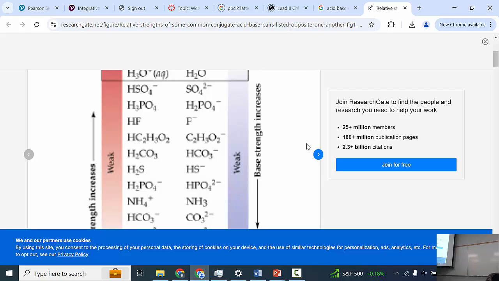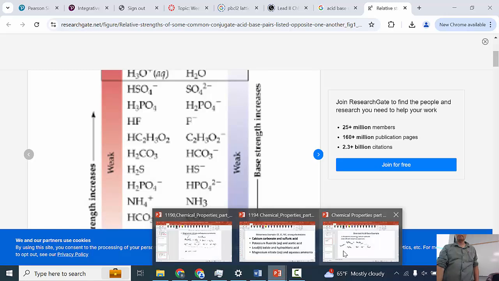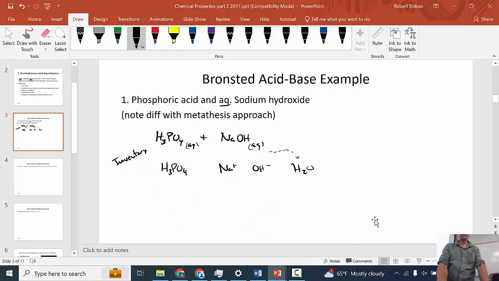So we look for everything that we have present. And so we have phosphoric acid present, that's an acid. And then what else is present in our inventory? So let's take a look at the inventory again. We have sodium ions present.